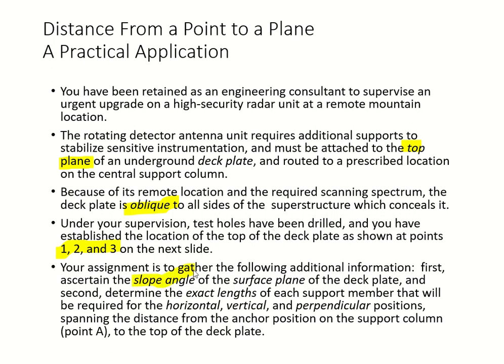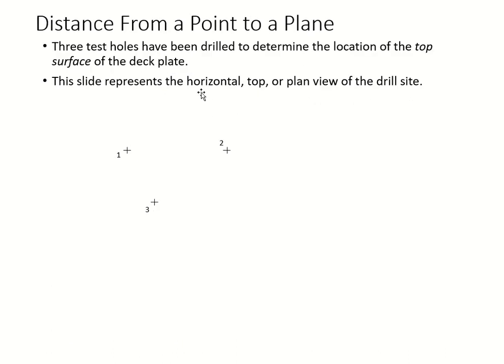Then I am looking for my slope angle, the surface plane of the deck plate. And then we have our horizontal, vertical, and perpendicular position. These are the things that we want, from point A to the top of the deck plate. Another position on the support column is your point A. That's how you scan your problem. You should be able to do it as quickly as you can, of course very carefully, but quickly. Scanning the key points. Now we're going to get into that.